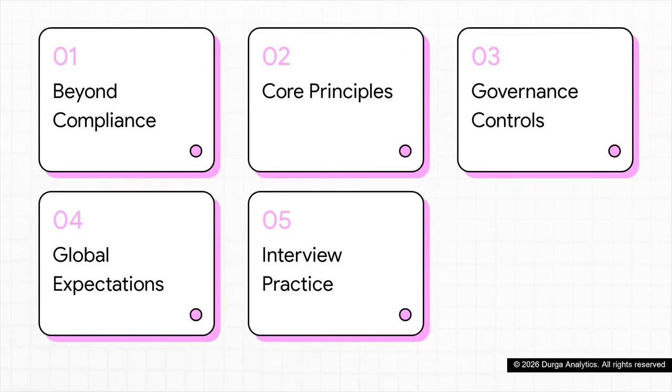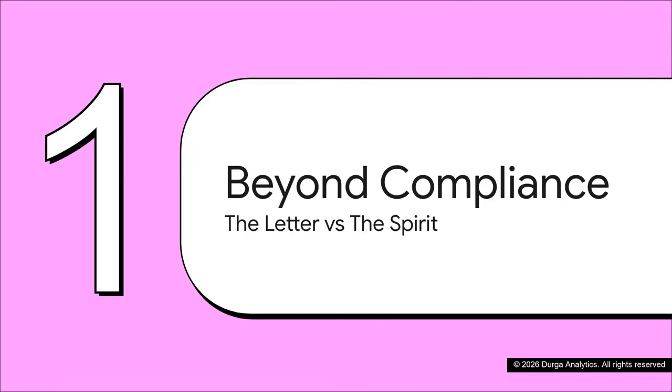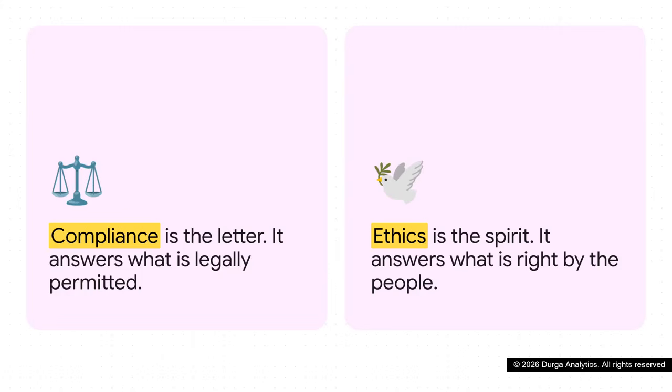Here is your agenda to get enterprise ready. We've got 1, beyond compliance, 2, core principles, 3, governance controls, 4, global expectations, and 5, some interview practice. Let's kick things off with Section 1, Beyond Compliance. Getting a handle on this section is absolutely crucial. The absolute foundation here is understanding the fundamental difference between what is legal and what is ethical. So compliance basically answers the question, what is legal? But ethics answers the question, what is right? And trust me, that is a much, much higher bar.